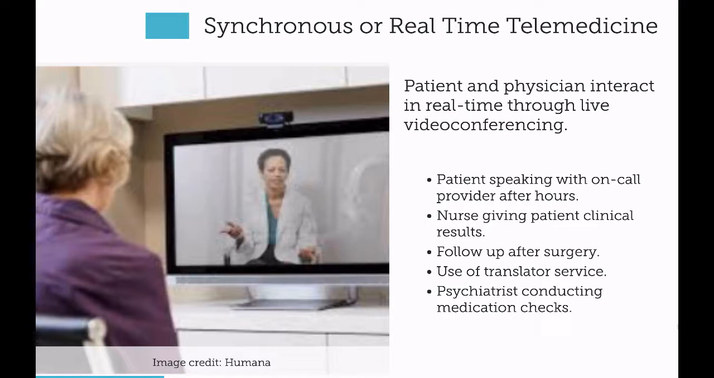These interactions can be scheduled ahead of time or may occur as needed. Examples of synchronous telemedicine include a patient speaking with the on-call provider after clinic hours, a nurse giving the patient their clinical lab results, a medical provider following up with the patient after surgery, a translator service used through the phone, or a psychiatrist conducting medication checks and behavioral therapy with the patient through the convenience of the patient's home or office.